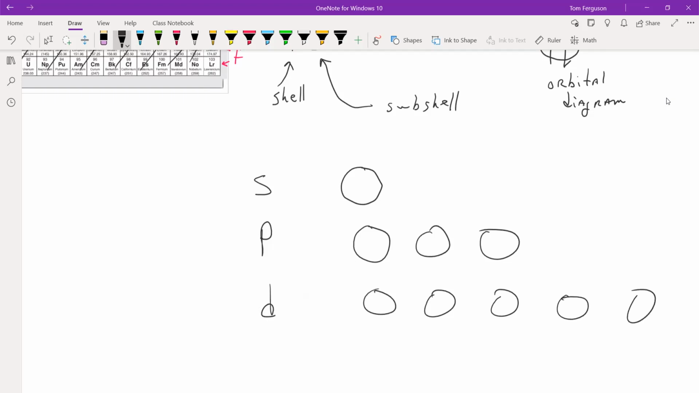Per shell. So we keep breaking this down to finer and finer detail. We start at the shell, then we look at the subshell within the shell, then we look at the orbitals within the subshell. So 3 layers.